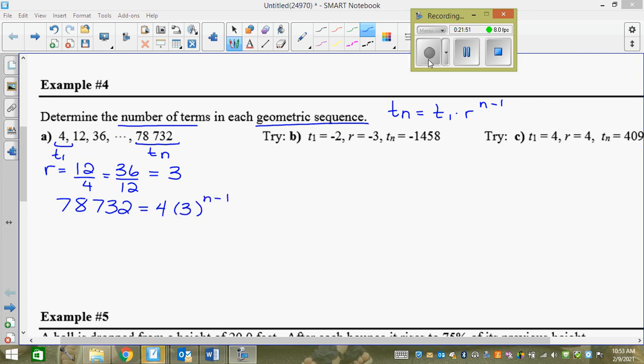So this looks very similar to that stuff we were doing yesterday, right? So what did I tell you the next step is, David? You're right. You divide because you can't put those together. Divide by 4. What's 78,732 divided by 4?